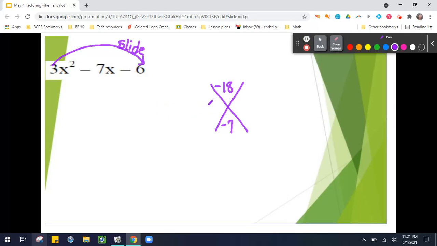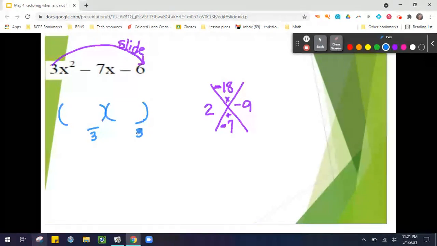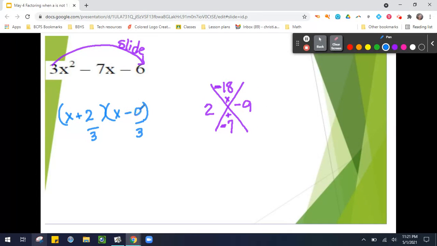Then I complete my factor x. I'm going to use 2 times negative 9 to get my negative 18, and 2 plus negative 9 gives my negative 7 in my factor x. Because I have used the slide, when I fill in my binomials, I am going to have to divide. What did I slide? I slid a 3, so I'm going to have to divide by 3. I'm going to take this number, which is a positive 2, and put it in the first parentheses, and this number, which is a negative 9, the second parentheses.